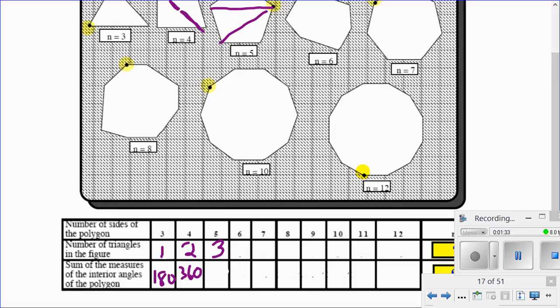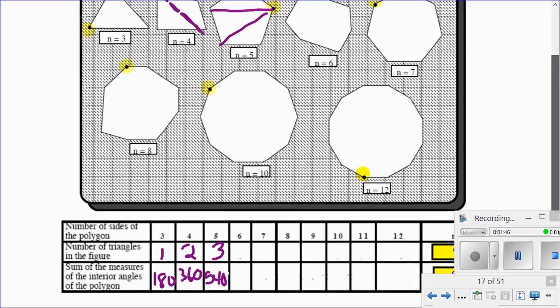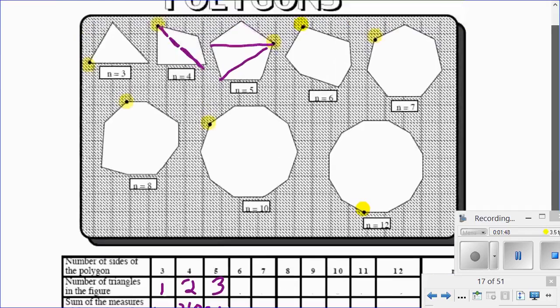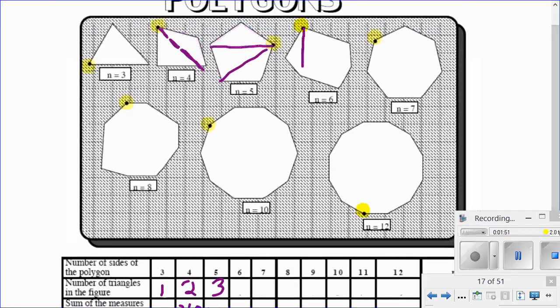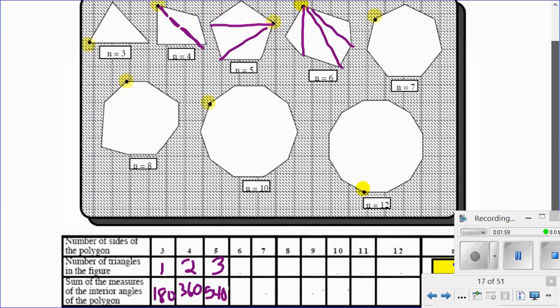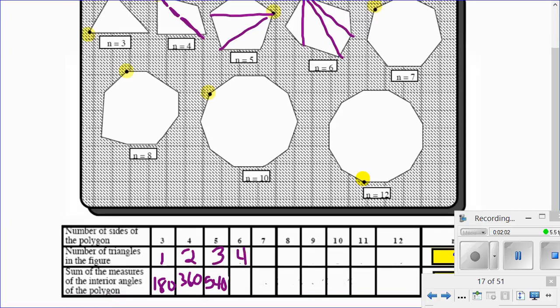And if I take 180 times 3, I'm getting 540 degrees. So we could do that for any figure, and we're not going to do that for all these, but we'll do one more. So I'm going to draw in the diagonals. I can see that there are 3 diagonals. There are 4 triangles. So I'm going to take 4 times 180, and I get 720.